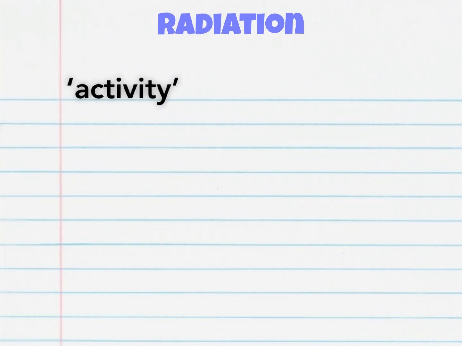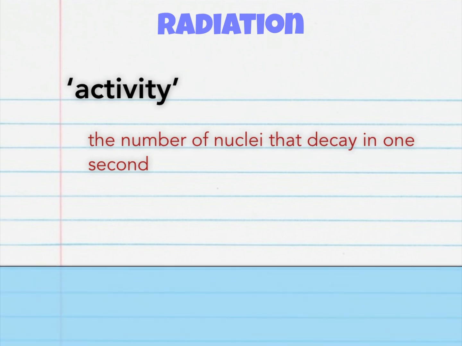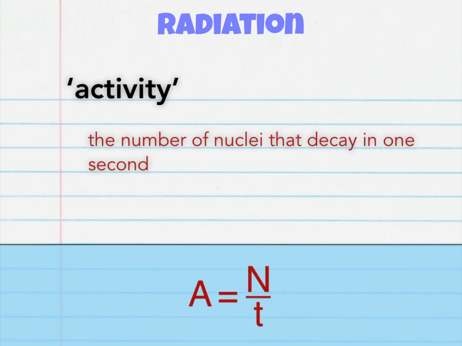Like many of our previous definitions, there's an equation which goes with this. Activity is the number of nuclei that decay in 1 second. The equation to help remember this one is A = N/T. A is activity in becquerels, N is the number of nuclei decayed, and T is time in seconds.